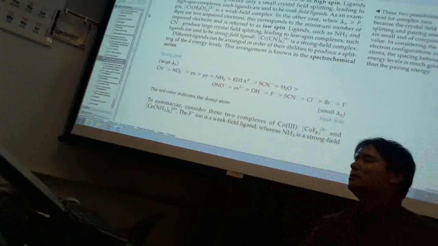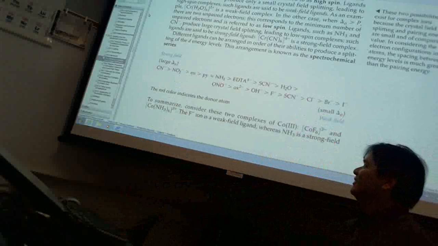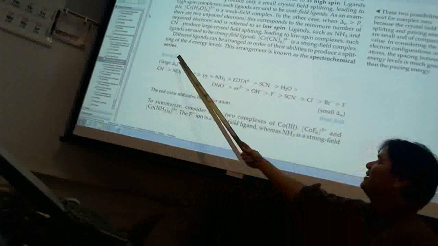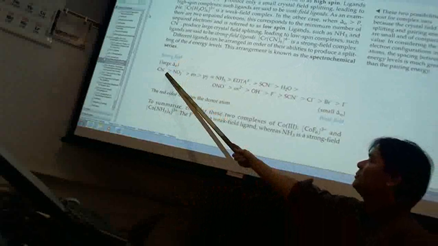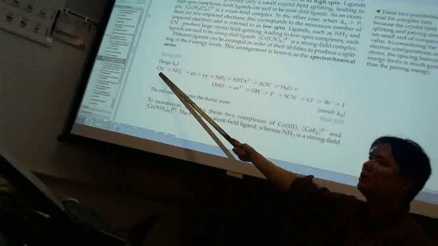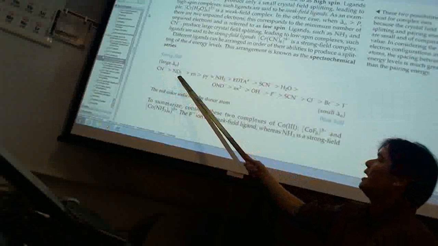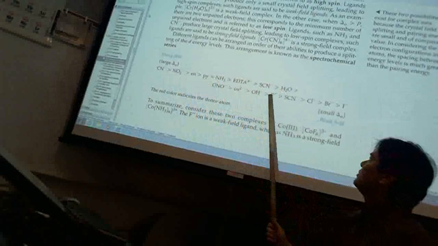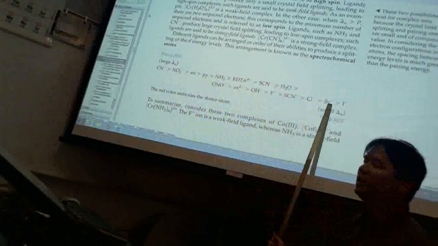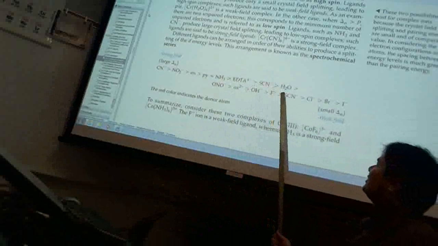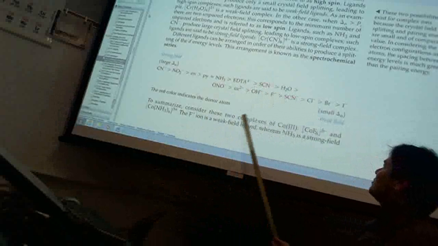And so this is the summary I'm going to give you. Strong field ligands are like carbon donors. Carbon donors are the strongest, like cyanide, the lone pair on carbon. Followed by nitrogen donors, followed by oxygen donors, followed by the halogens. The sulfurs we'll just ignore.